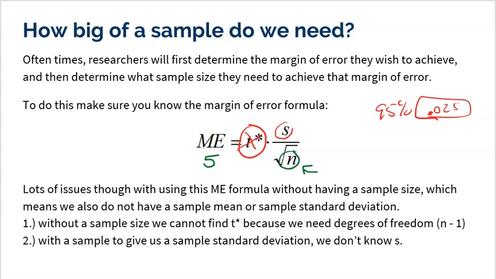The other thing is S. What do I use for my sample standard deviation? I don't even have a sample yet. I don't even know what my sample size is yet. I haven't even collected any data yet. So I can't put anything into my calculator to get S. So I can't find S either. So how the heck am I going to do this?